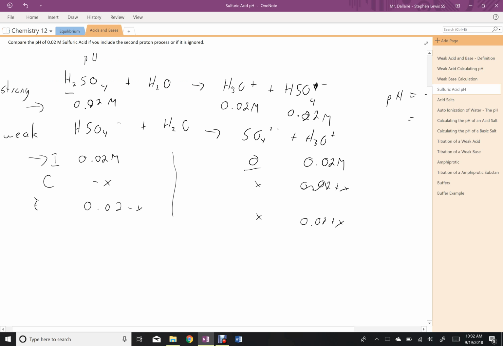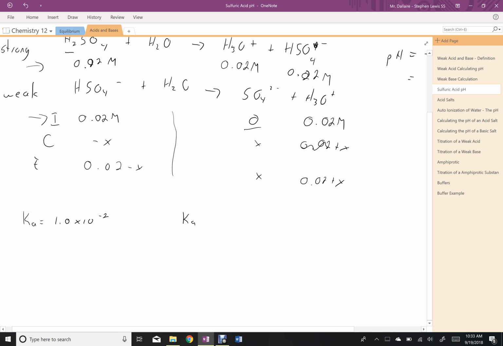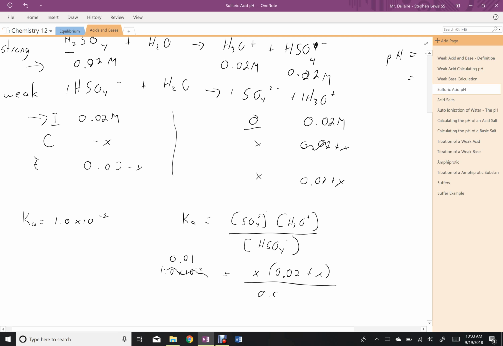And if I look in the book here, I can see the Ka for this process is 1.0 times 10 to the negative 2. So, writing my equilibrium expression, Ka is equal to the concentration of SO4 2- times H3O+. Everybody's in a 1-to-1 ratio here, so I don't have to do anything funny with exponents, which is nice. And on the bottom, I'll have the concentration of my HSO4-. So 1.0 times 10 to the negative 2, it's easier to think of that as 0.01. It'll make my life a little easier. This new concentration is x. This is 0.02 plus x. And this will be 0.02 minus x.